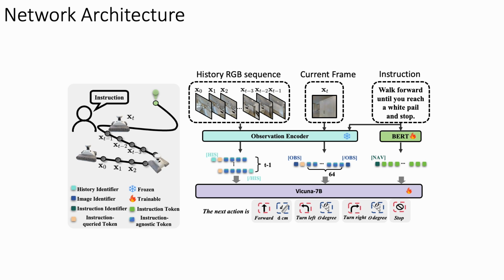Finally, the model outputs textual action commands, which include only 4 actions: move forward, turn left, turn right, and stop. Throughout the entire process, the model only needs the corresponding instructions and the navigation history to determine the next action.